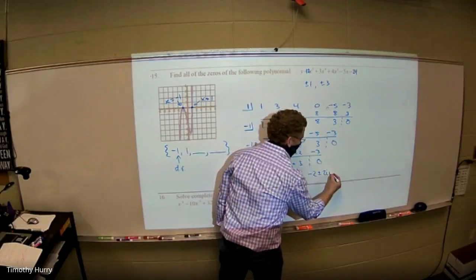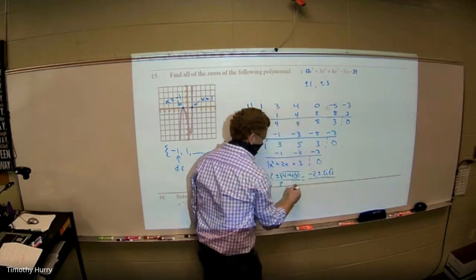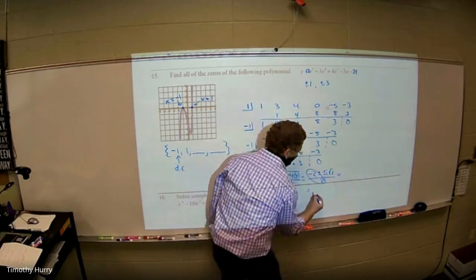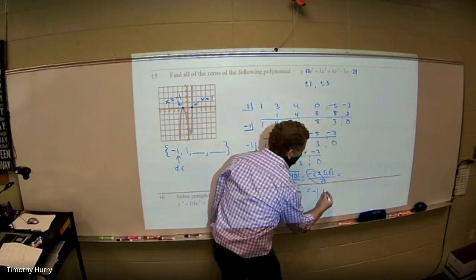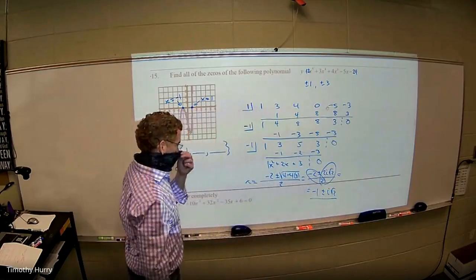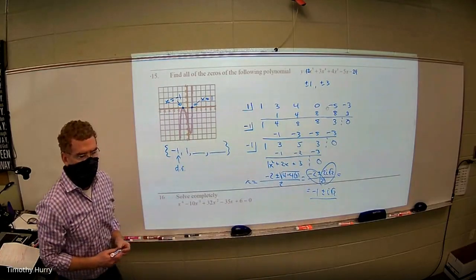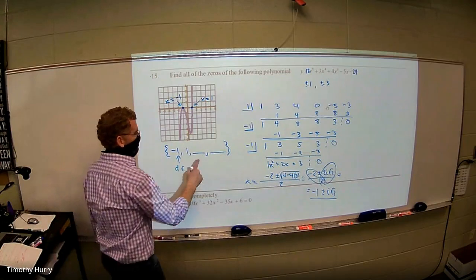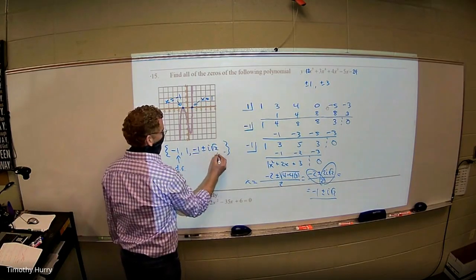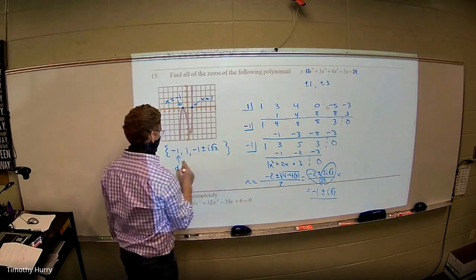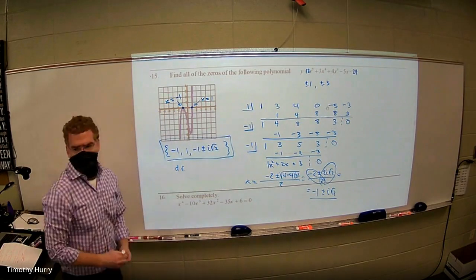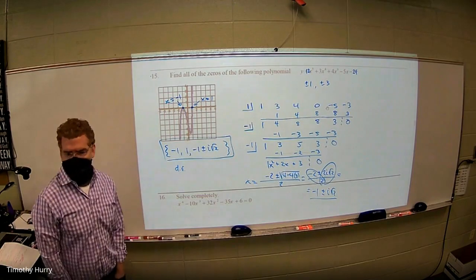Two i root 2 all over 2. 2 cancels, and I get what? -1 plus or minus i root 2. So those are my last two. And then it's always good to actually write that. -1 plus or minus i root 2. Write this in brackets to really show your answer, and you don't have to indicate double roots.